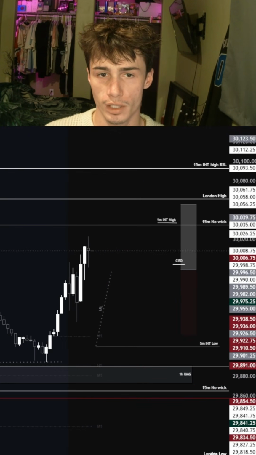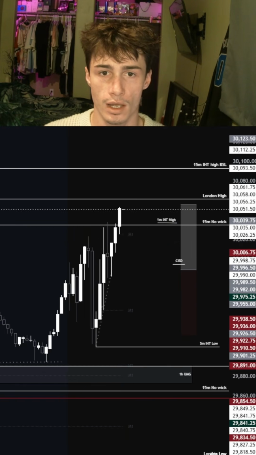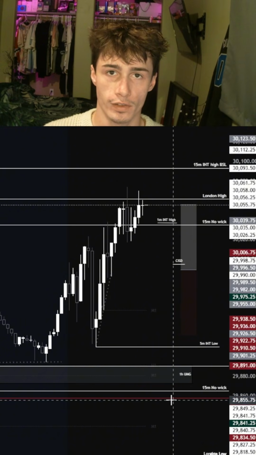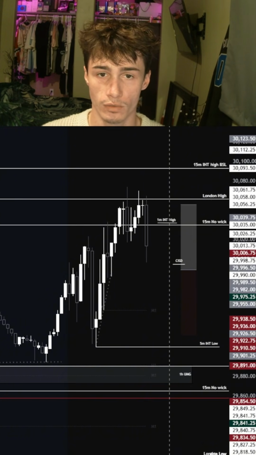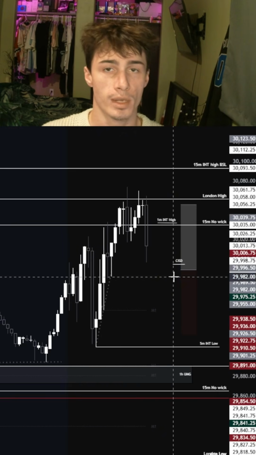At open, we failed to manipulate any lower before seeing us tap into a 5-minute unmitigated and seeing us take London high and our 15-minute no wick, which was the clear DOL for the day. At this point, I wasn't willing to look for any more longs due to that main DOL being taken.